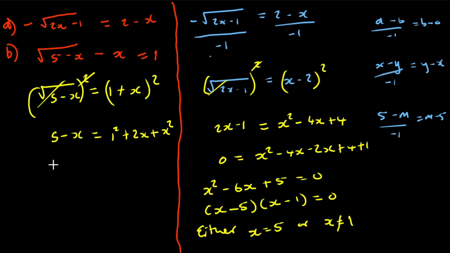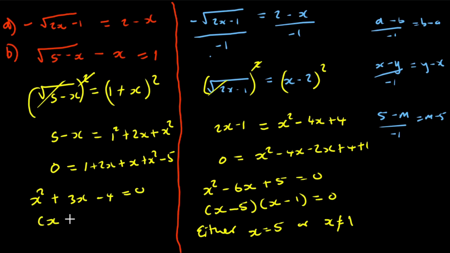Yes, expansion of brackets. And then we have 0 is equal to, we are taking everything to the other side. 1 plus 2x, this one comes there, it becomes plus x. And this one plus x squared, and then minus 5. Let's start with this side. X squared first, plus 3x. 1 minus 5 is minus 4 is equal to 0. You find out that we have x plus 4, x minus 1 is equal to 0.